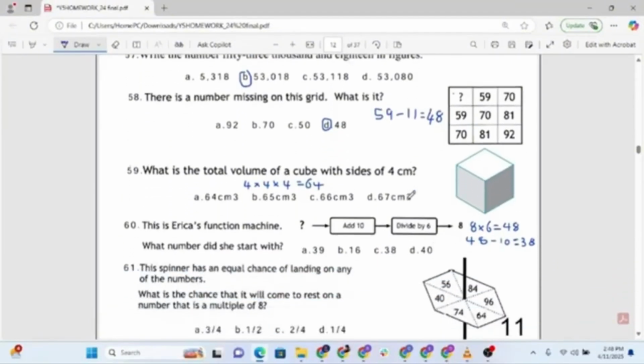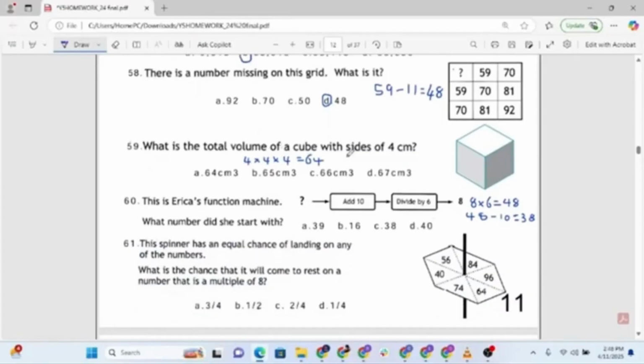Question 59. What is the total volume of a cube with sides of 4 centimeters? The correct answer is option A, 64 cubic centimeters. Explanation. The volume of a cube is found by cubing the length of one side. 4 multiplied by 4 multiplied by 4 equals 64.